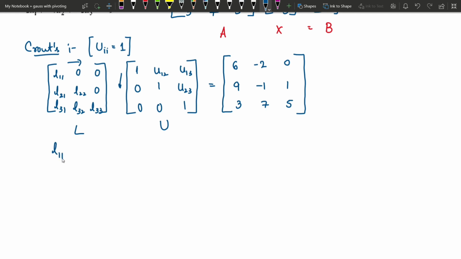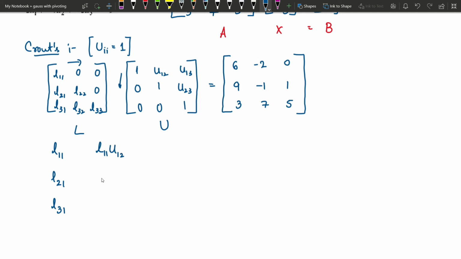So the first row is multiplied with each and every column. So L11 into 1 is L11, plus 0 plus 0. So this is our first element. That's it. Now the second row I'll multiply with the first column, and the third row also I'll multiply with the first column. So I'm going to get L21 into 1 is L21 plus L22 into 0 is 0 plus 0 into 0 is again 0. Now the third row is also multiplied with the first column and we get only L31. This is our first column in the product matrix LU.